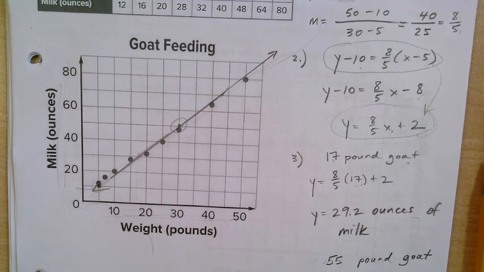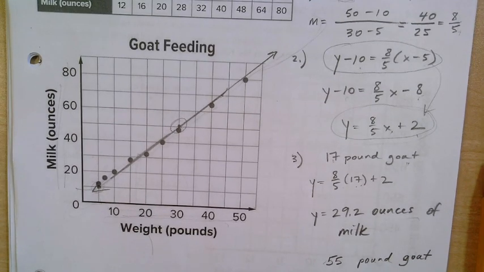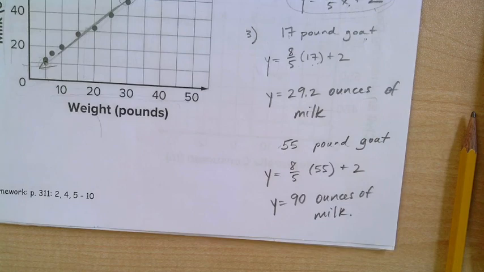For the 55-pound goat, I plugged in 55 for the X again, and I went ahead and solved for Y, and this time it's going to be 90 ounces of milk, okay, which is quite a bit more, about 3 times more. So anyways, I hope that makes sense. Use the 2 points in your line of fit to figure out the equation of that line.